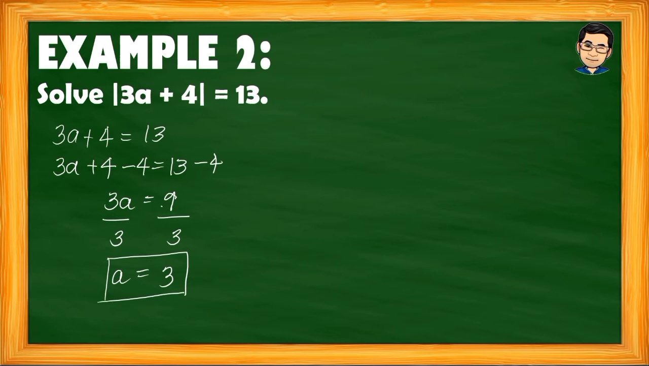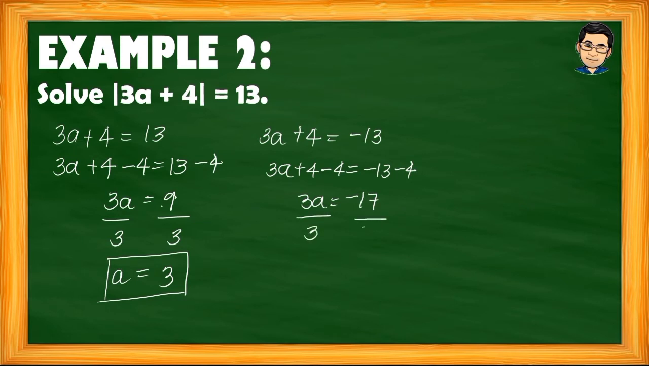Then, using negative 13, 3a plus 4 is equal to negative 13. And then, we subtract 4 from both sides. So, 3a is equal to negative 13 minus 4, which equals negative 17. And then, we divide both sides by 3. So, the value of a is negative 17 over 3. As you can see, we got two values for a.